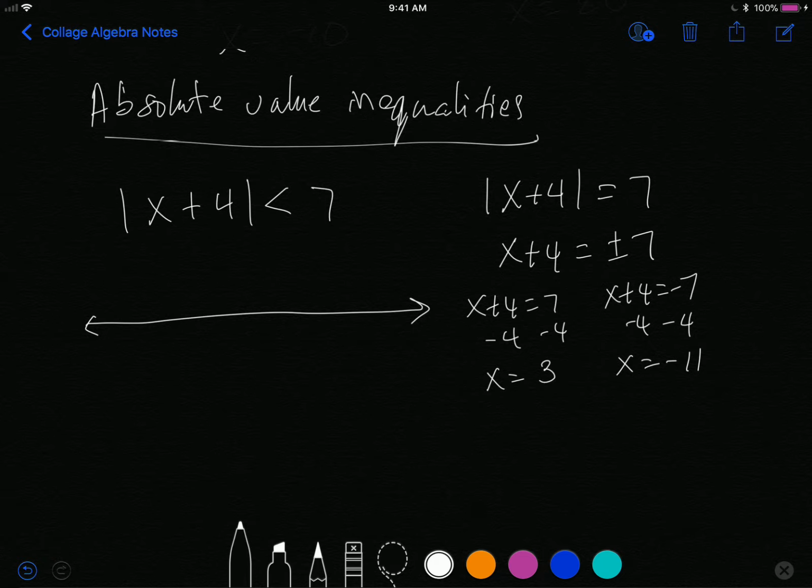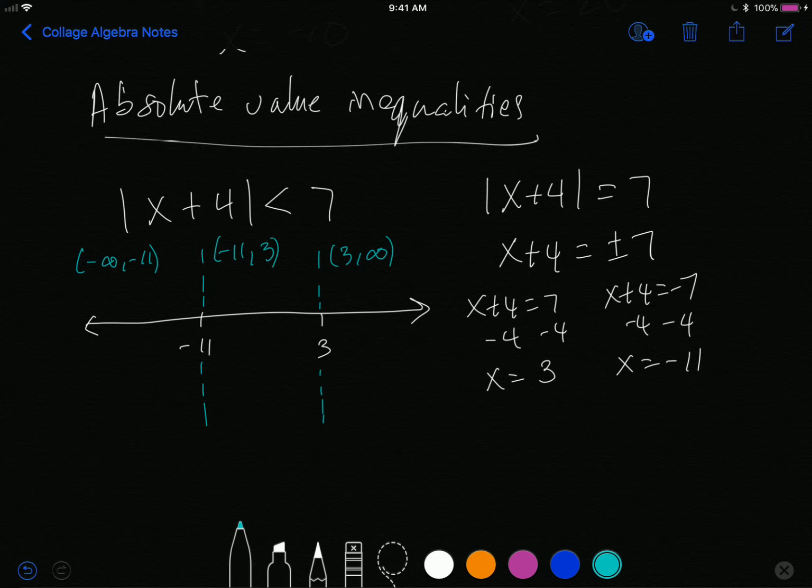Well, negative 11 comes before 3. And if you take a number line and you cut it twice, how many pieces do you get? Well, you get 3 pieces. The first piece ranges from negative infinity to negative 11. The second piece is the inner one, negative 11 to 3. And then the last piece is from 3 to infinity.